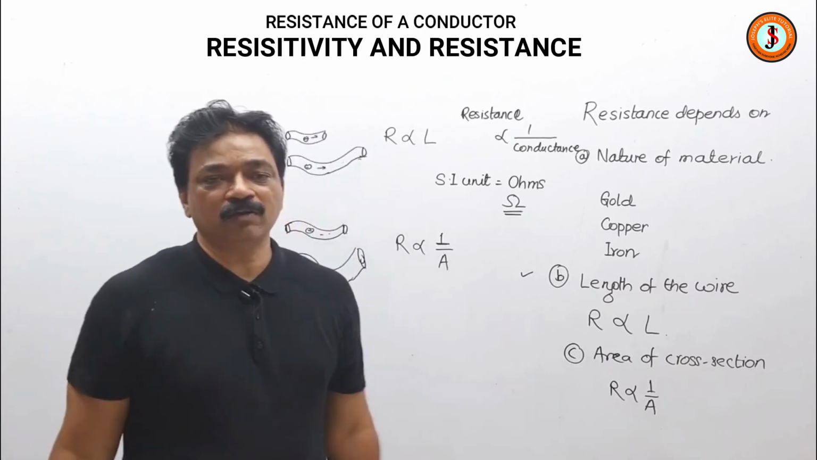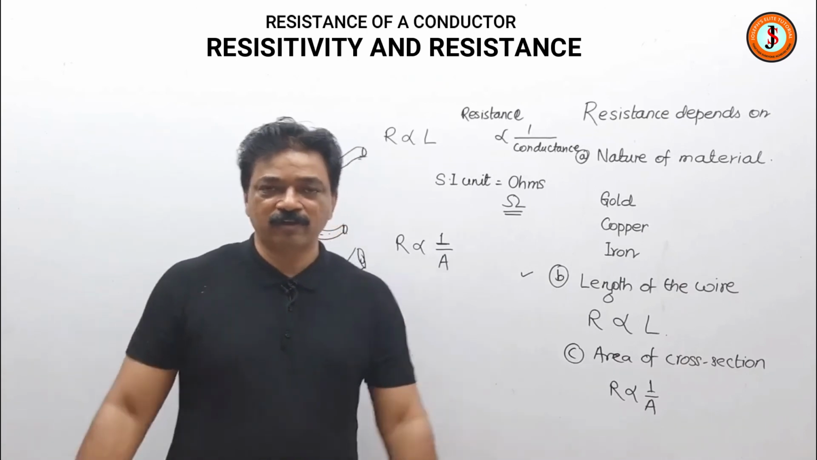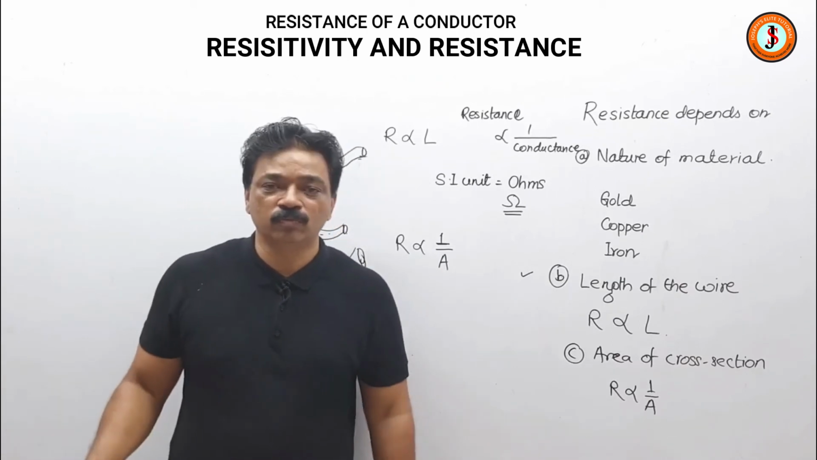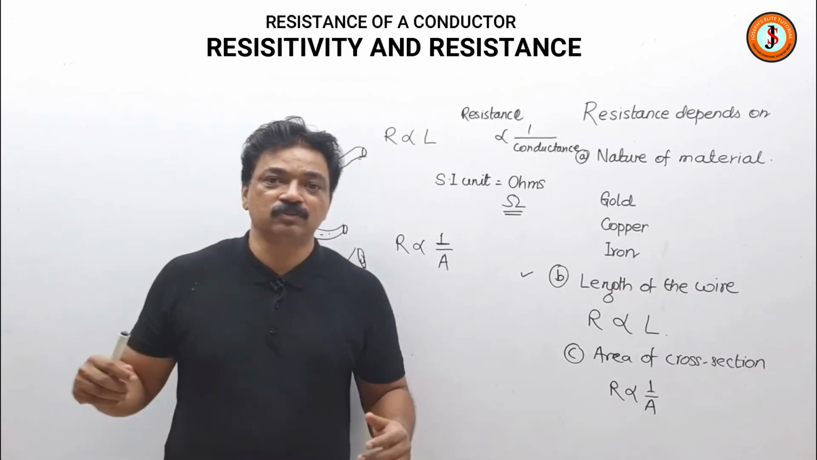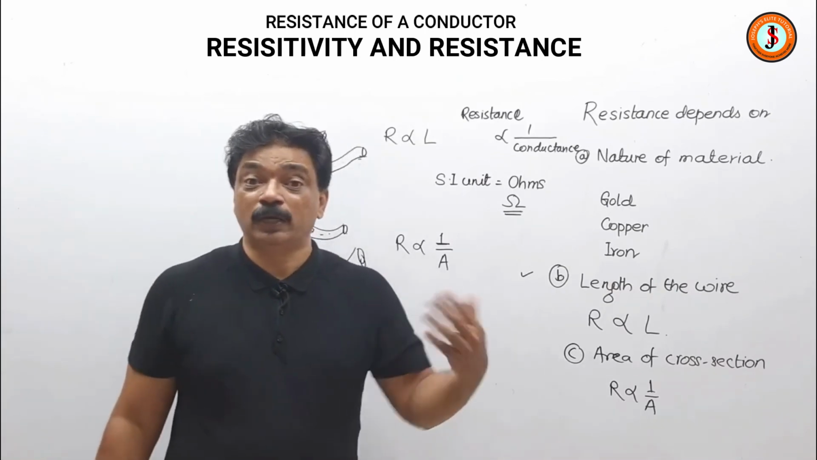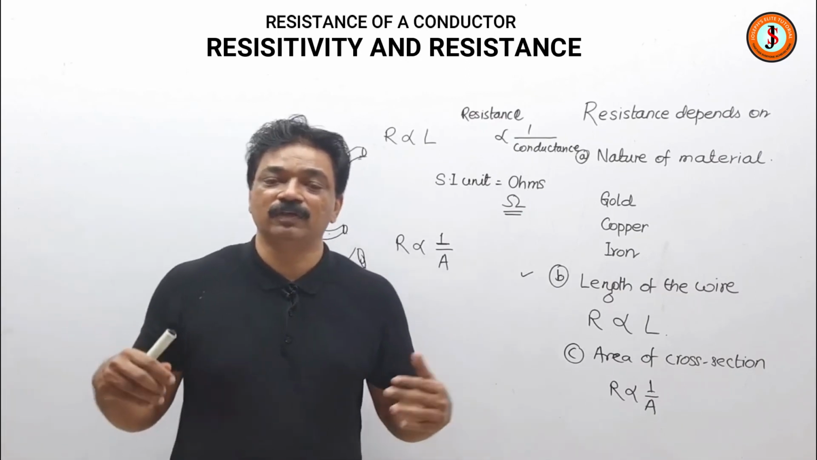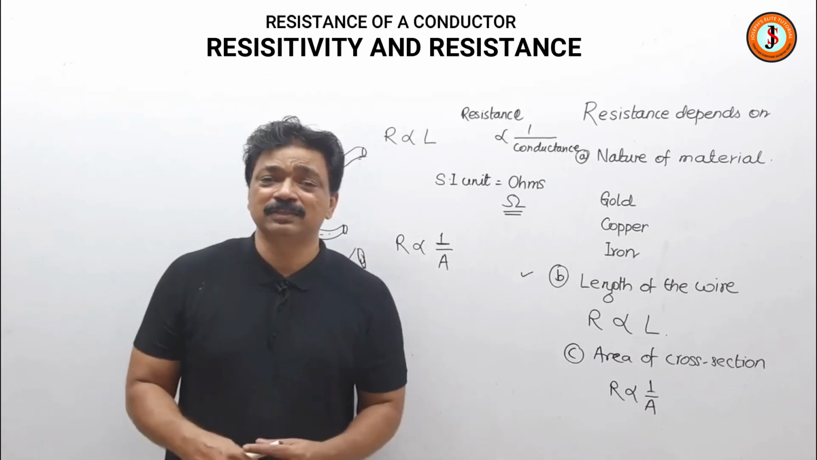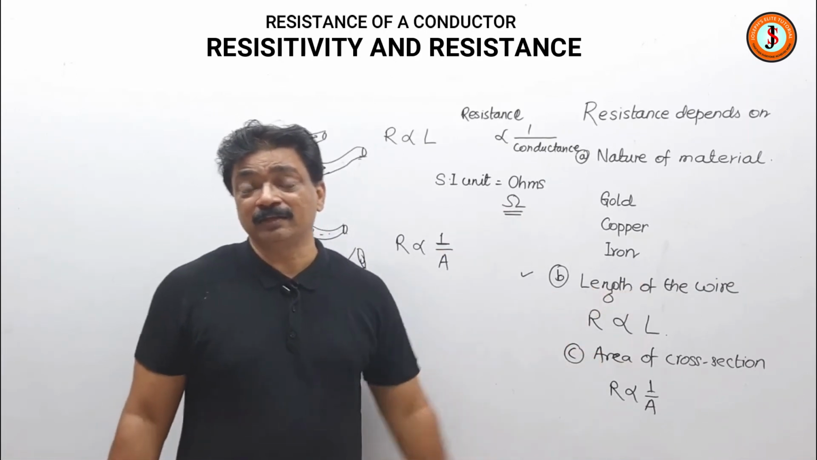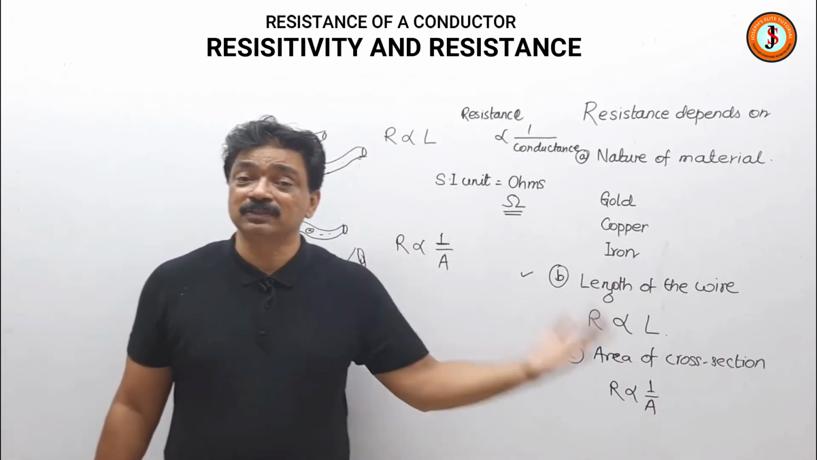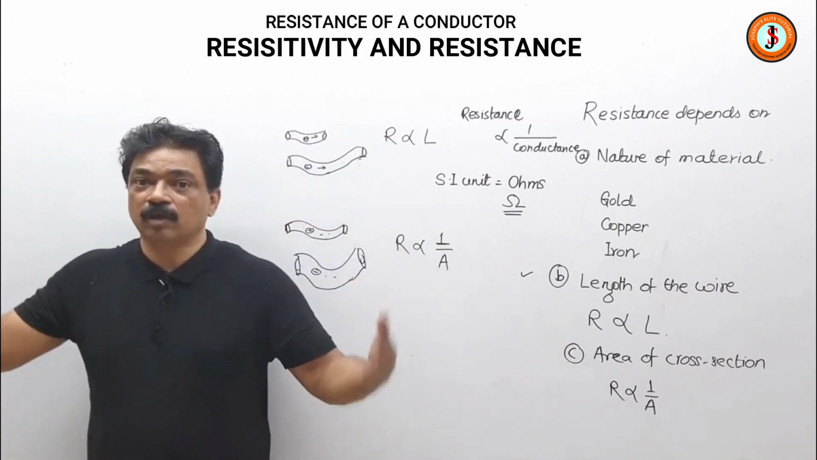If there is a copper wire of length 5 meters and its resistance is 10 ohms, the resistance of the same copper wire with the same thickness but double length will be 20 ohms. That means if the length increases, the resistance will increase. If you keep the thickness constant and double the length, the resistance becomes double. If you triple the length, the resistance becomes triple. Just opposite.